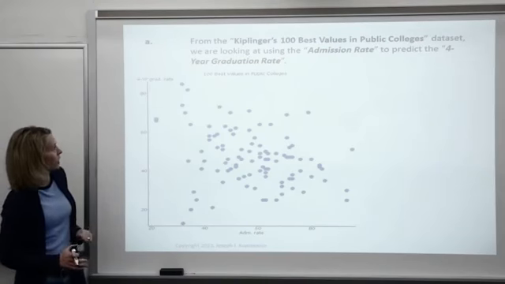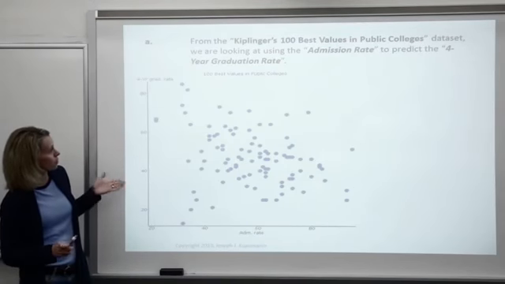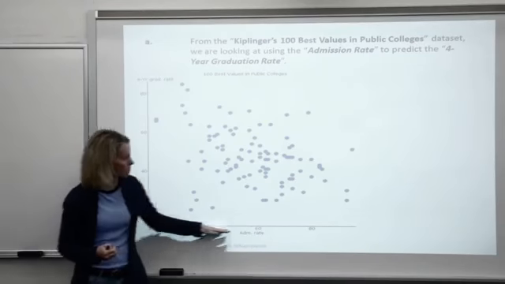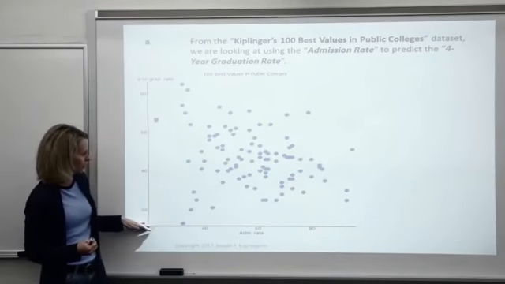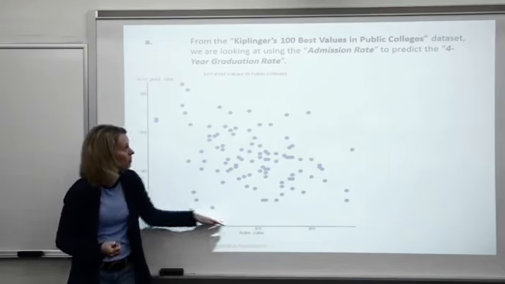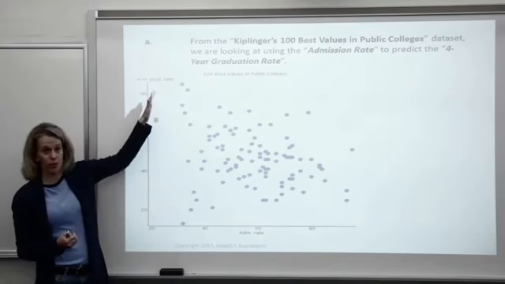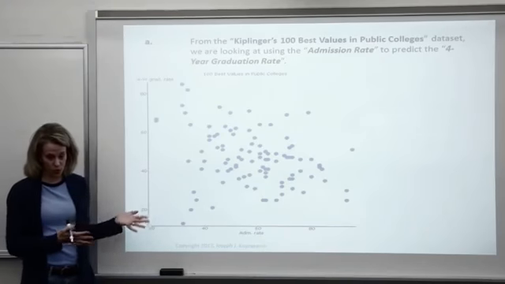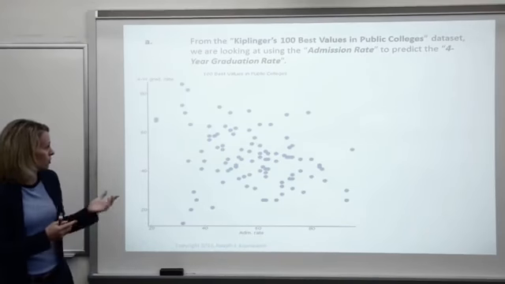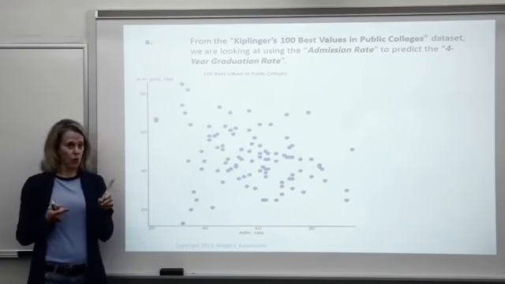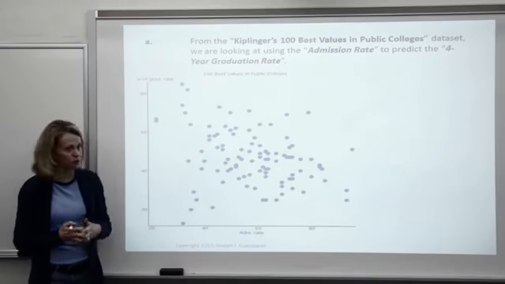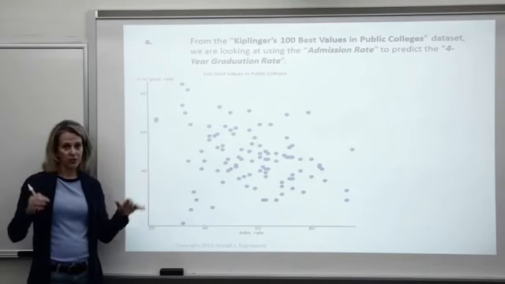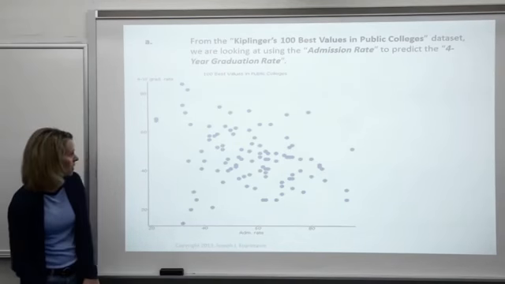So this one, we have data on 100 best values in public colleges. We are looking at their admission rates as the X variable. We're trying to see if we can use their admission rate to predict their four-year graduation rate. And this is a scatter plot of 100 schools. So the first thing we want to comment on is the form. So when we look at this, do we see a pattern that fits a straight line, not a straight line, or just sort of a random scattering of points?